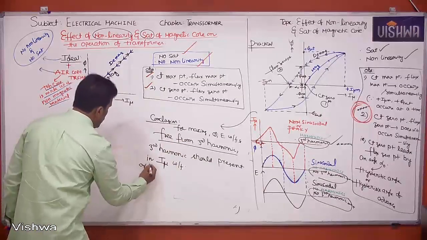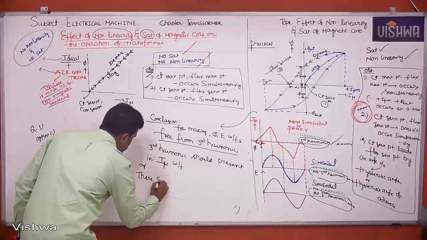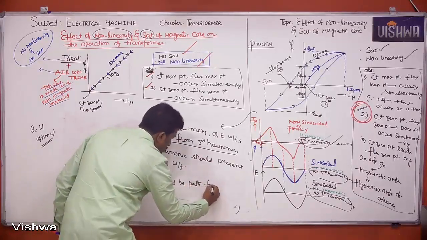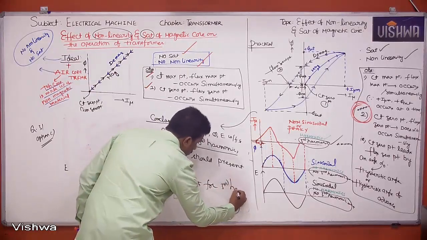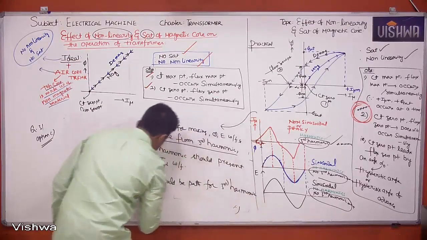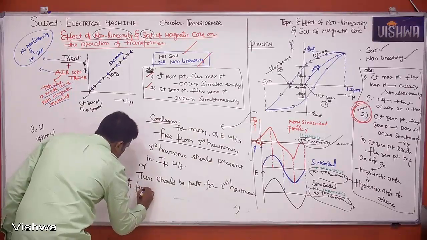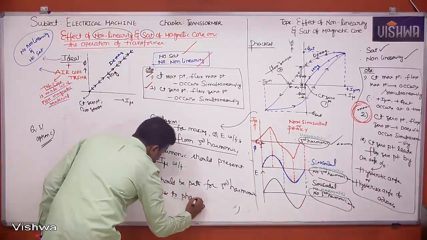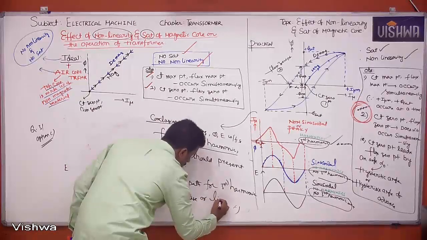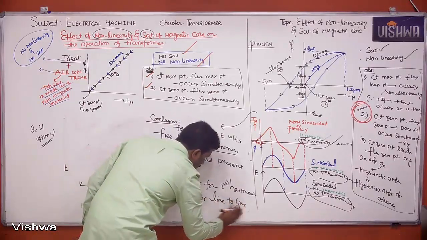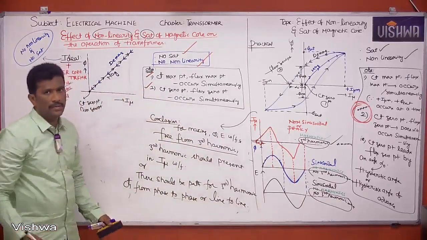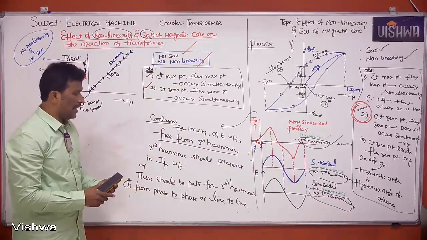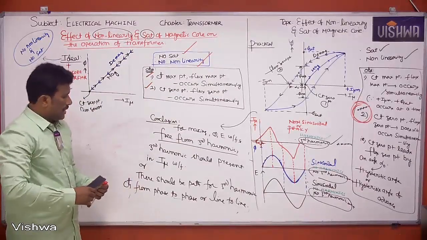So the same statement I'm writing in a different way. Or I can say there should be path for third harmonic currents from phase to phase or line to line. That means there should be path for third harmonic currents from phase to phase or line to line. Okay, please write this one.